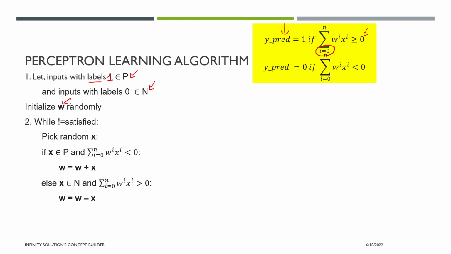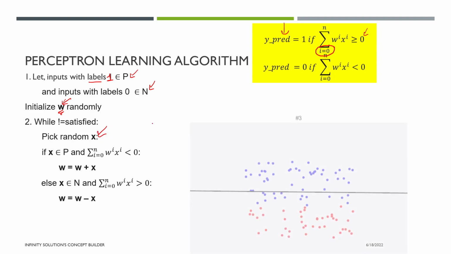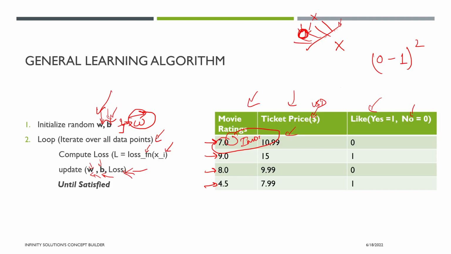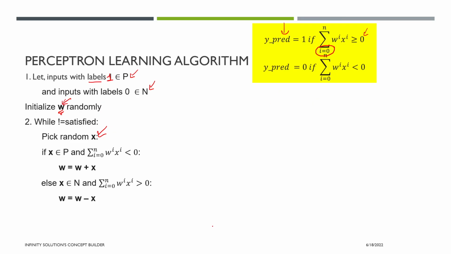Right now I'm not writing b, you can notice here, because I included b in w. Now this is a vector totally, that's why it's bold. Now, while not satisfied, we'll pick a random x. From all these data points, let's say we have n data points, we'll pick any random x.